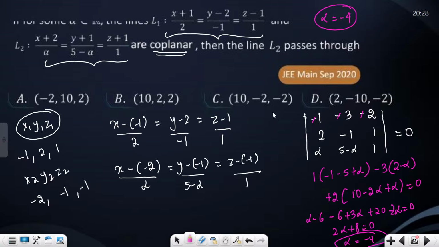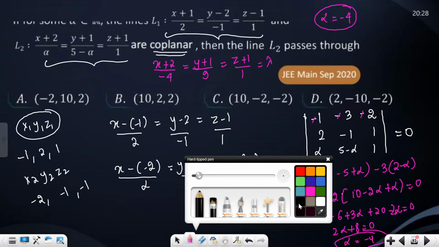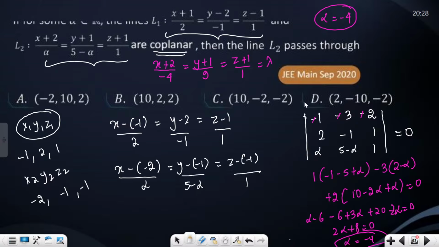Now the moment you see alpha is minus 4, your line becomes (x plus 2) upon minus 4, (y plus 1) upon 9, (z plus 1) upon 1 equals to lambda. Correct? And now you're looking for a point which is lying on this line. So what is the coordinate of the point? Minus 4 lambda minus 2, comma, 9 lambda minus 1, comma, lambda minus 1. These are the coordinates. Now just match it right away.